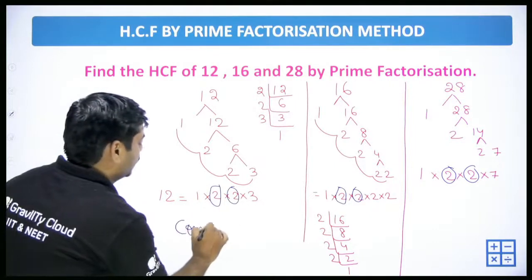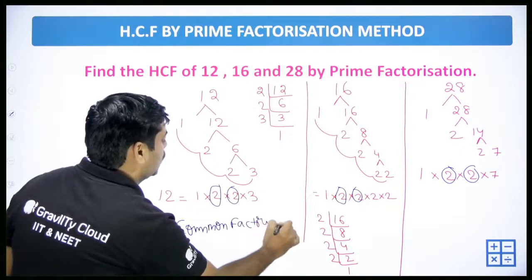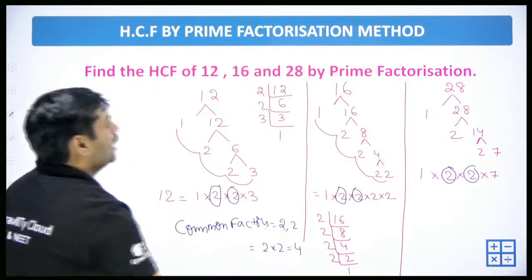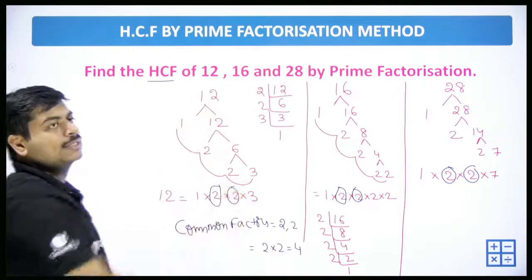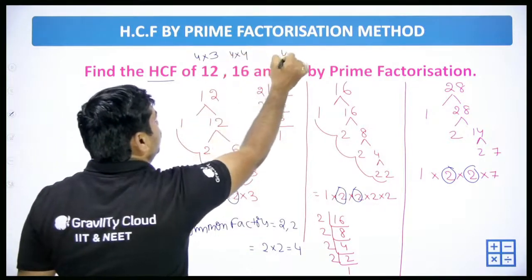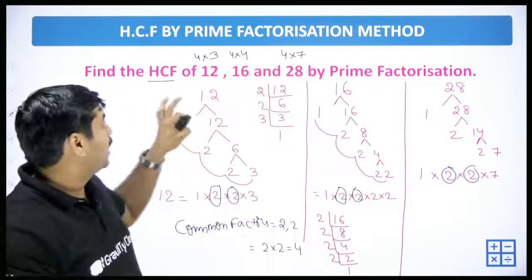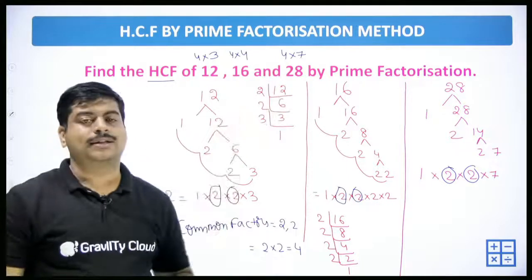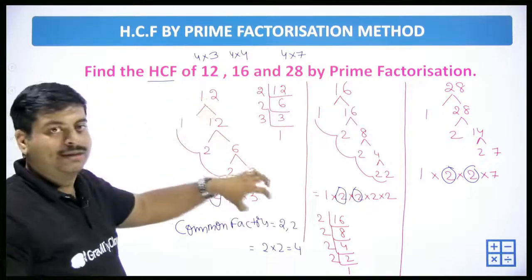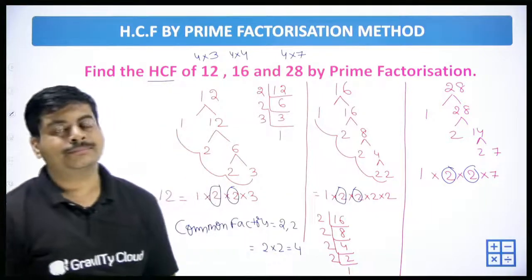So common factors, you can say they are 2 and 2. So the 2 into 2, the number 4 is the highest common factor of all these numbers. 4 into 3 is 12, 4 into 4 is 16, 4 into 7 is 28. So this is how you can try to find the HCF using prime factorization. So this method of writing is called factor tree. Or you can simply divide, and also you can try to bring all the factors.